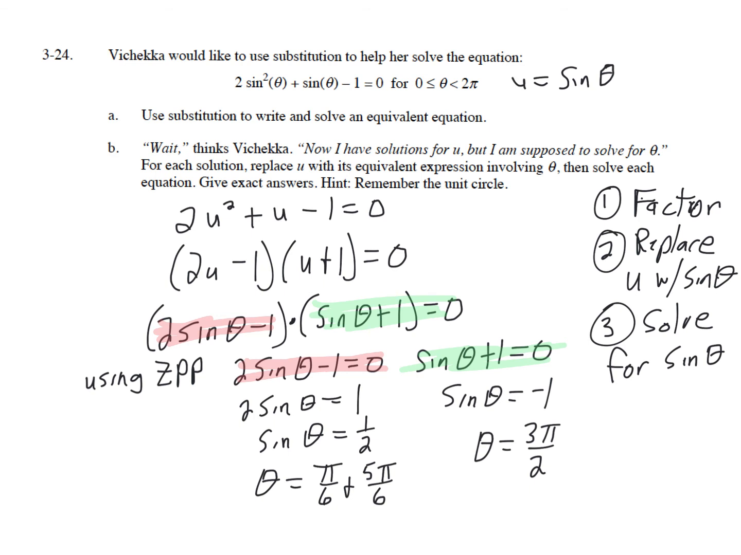That equals 1/2 in the red. And where or what angle has the sine equaling 1/2? Well, that's pi over 6 and 5 pi over 6. Then I solved in green, sine of theta equaling a negative 1. Where is the y coordinate or the sine function on the unit circle equal to a negative 1? Well, that's at 3 pi over 2.